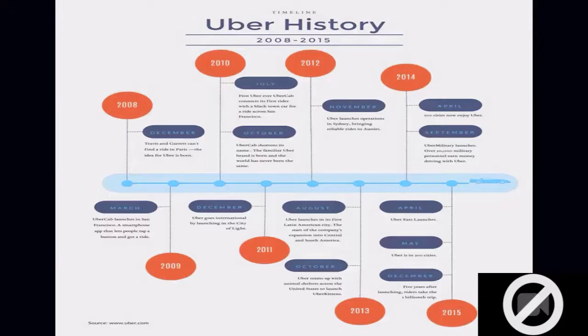And the next one is timeline infographics. Timeline infographics are useful for presenting information in chronological order, whether you are visually showcasing your brand history or showing how something has evolved over time. A timeline infographic can help with it.